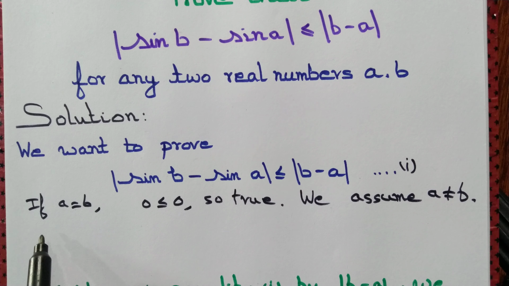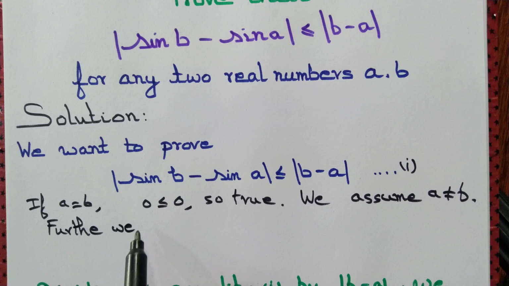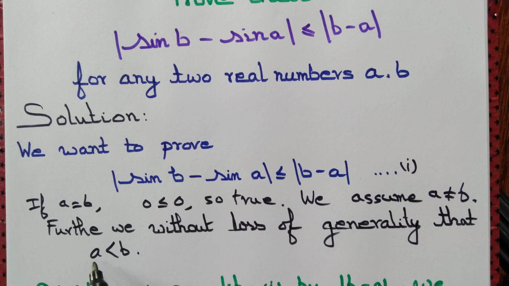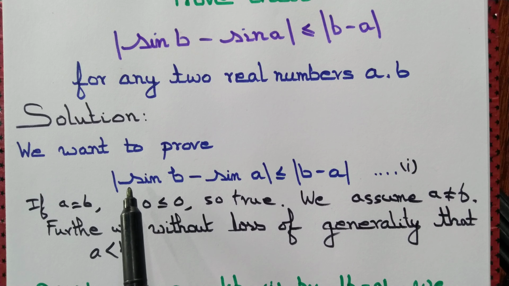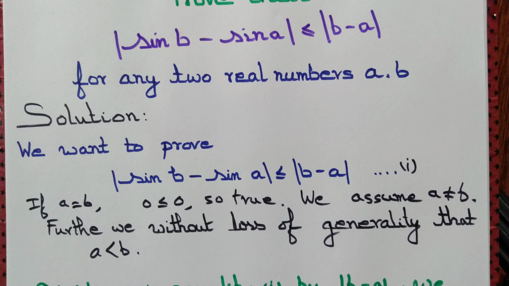Further, we assume without loss of generality that a is strictly less than b. This is a reasonable assumption because if a were greater than b, we can simply interchange a and b, and we know that modulus of minus b is same as modulus of b. So the inequality will be true.